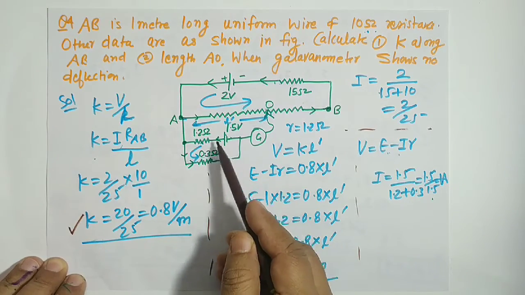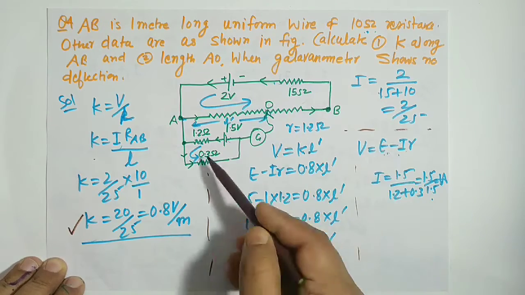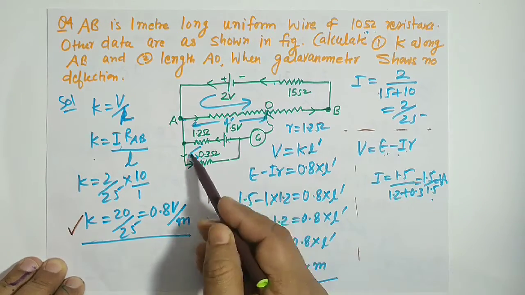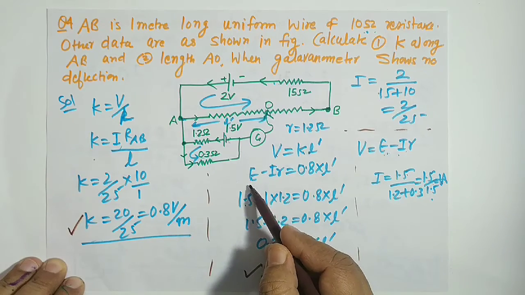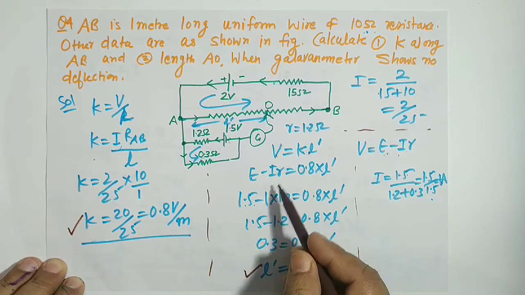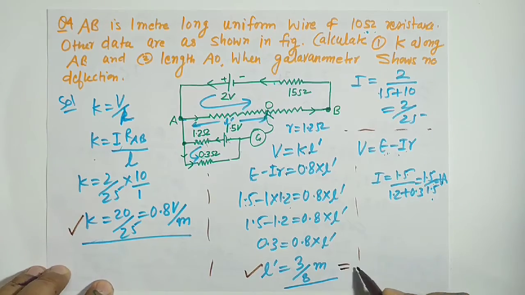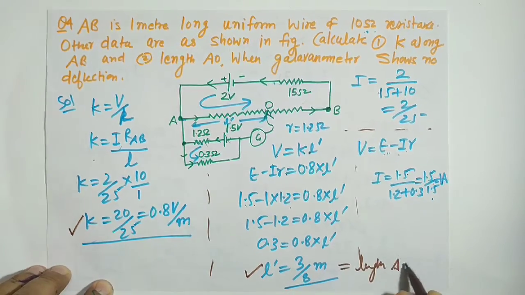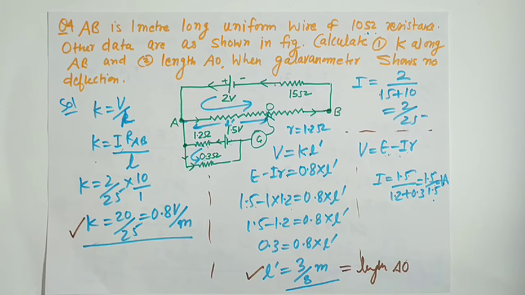Length AO is across this and this cell is closed. So V is K L dash. What is V? E minus Ir in this cell. So you need I here. You calculated I, it comes 1 ampere. So you put it here. E is 1.5, I is 1, internal is 1.2 ohm and you solve it out, you got this. This is length AO. Got it? So this is question number 4.